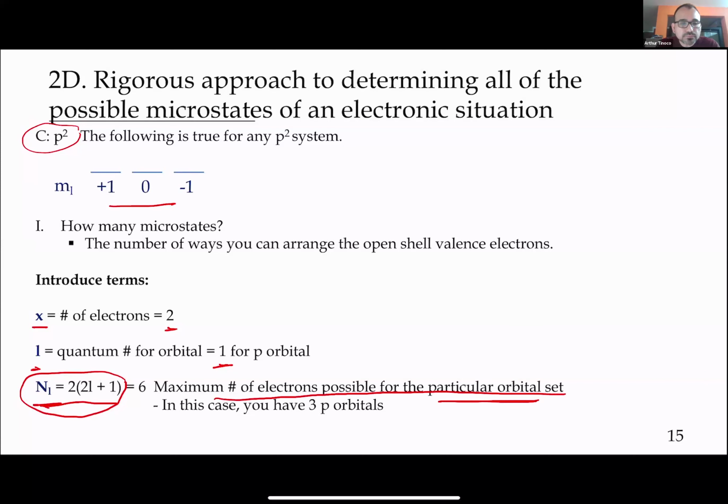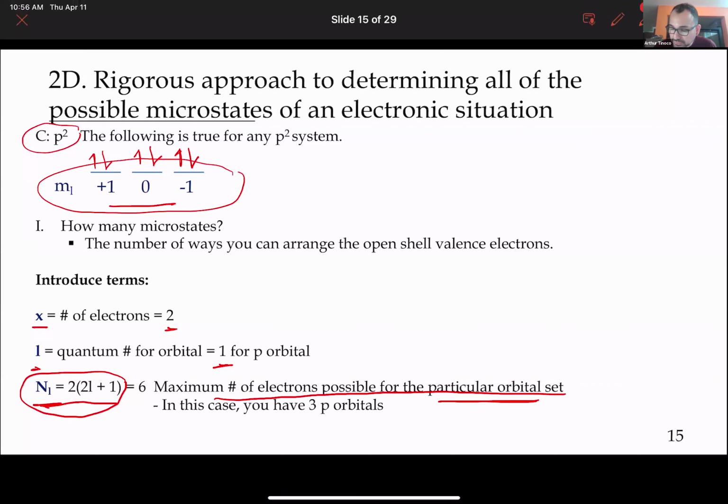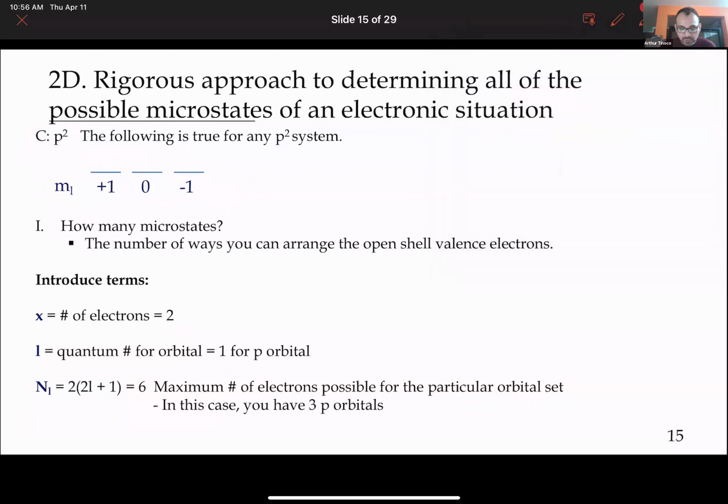Well, here we're talking about the p system, right? The 3 p orbitals. So how many electrons can go into p orbitals? Well, we can have a maximum of 6 that can go in here, right? But we don't actually have 6 electrons. We only have 2 electrons. So we have to think about the arrangement of those 2 electrons in a system that can accept 6. All right, so that's where that particular terminology is coming from. So we're going to need to use x, l, and N sub l. We're going to use that. And so how do we use that?